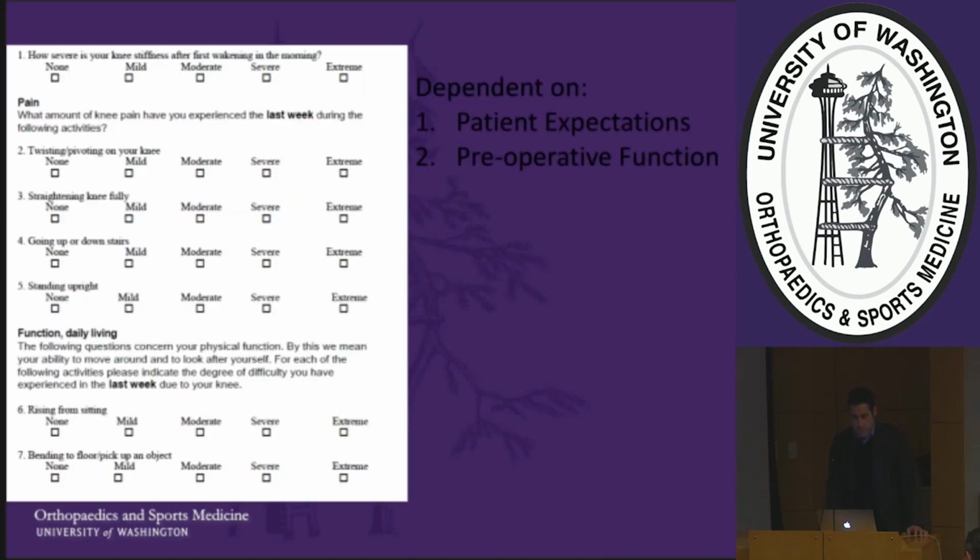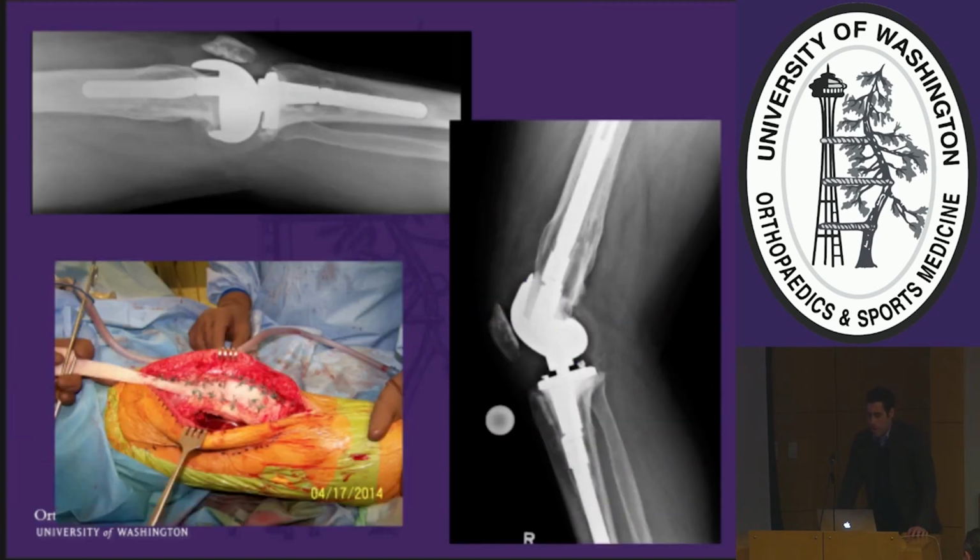So here's the KOOS Junior form, and so these are subjective questions that patients answer, and it's dependent on patient expectations and their preoperative function. So a lot of that is going to be extremely variable, and I think that when we have patients that have different expectations, having raw numerical data doesn't really tell us the whole picture.